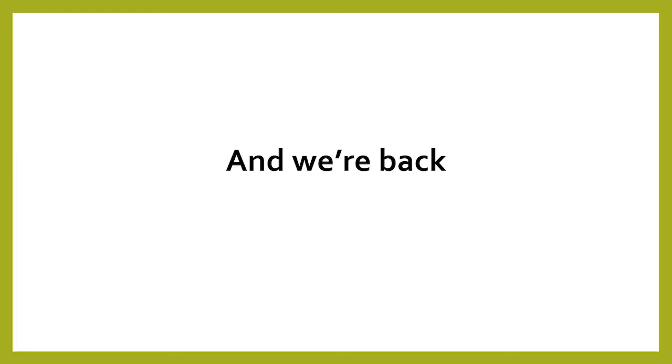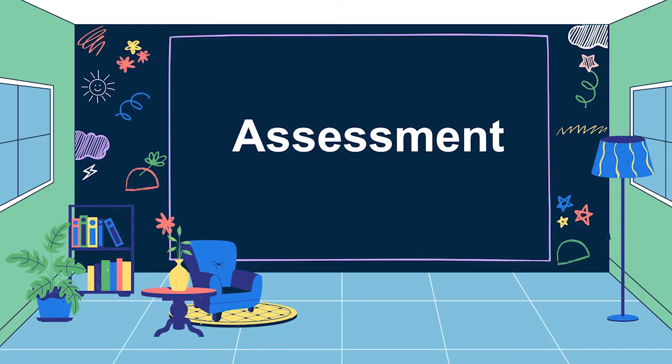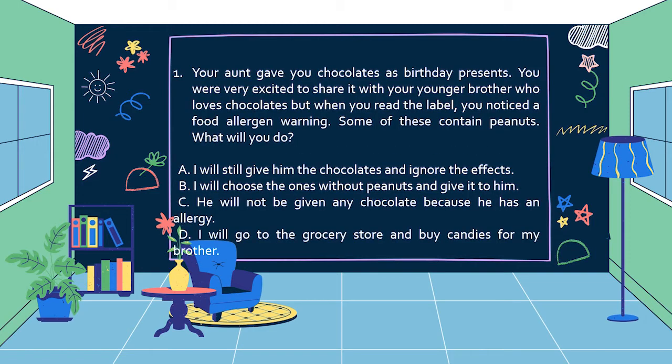And of course, we will now continue our assessment for this topic. Let's move on to the next activity. Open your module on page 7. We will now do the assessment. On page 7, second activity, letter B. I will now read the direction. Listen carefully as I read each situation below and choose the best answer. Write the letter only.